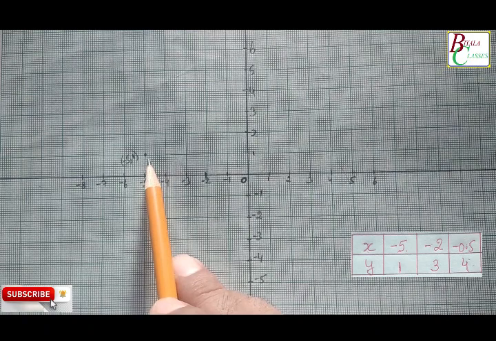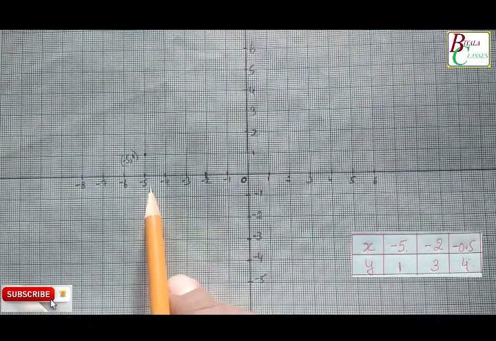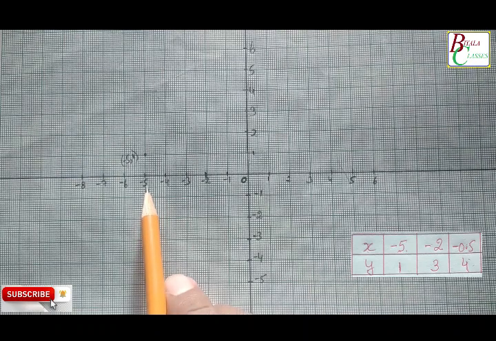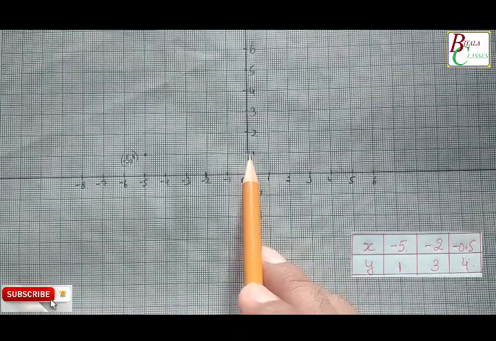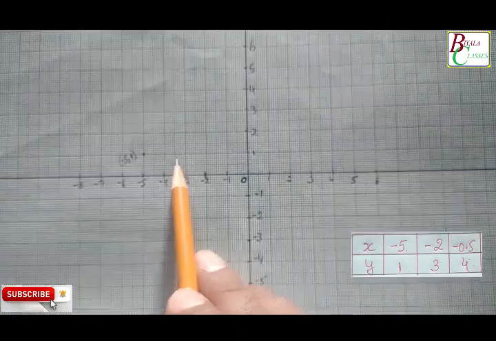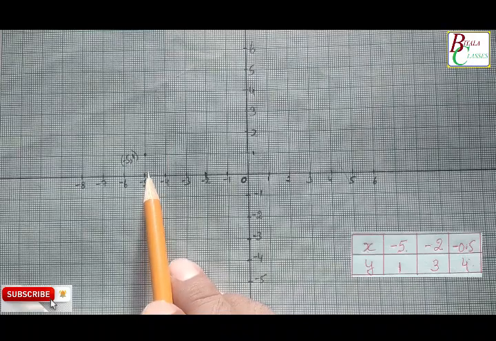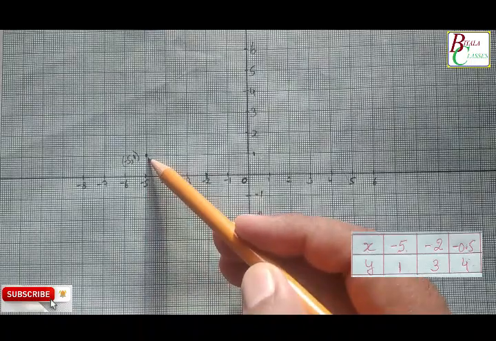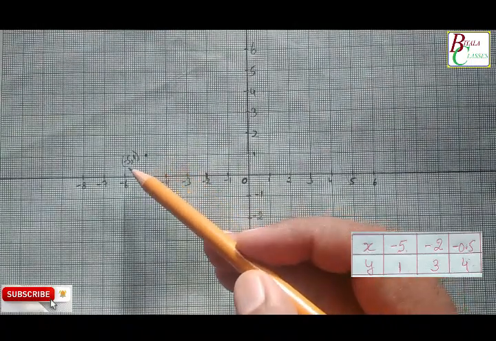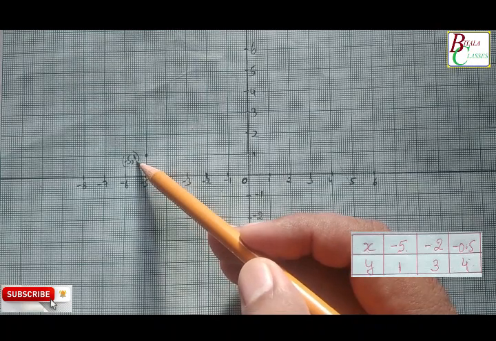The solution was, it says x equals to minus 5 and y equals to 1. So this is x equal to minus 5 and this is y equals to 1. So this line of y equal to 1 and this line of x equals to minus 5, these two meet at this point. So we have taken a point here and we have written the coordinates of this point as minus 5 and 1.